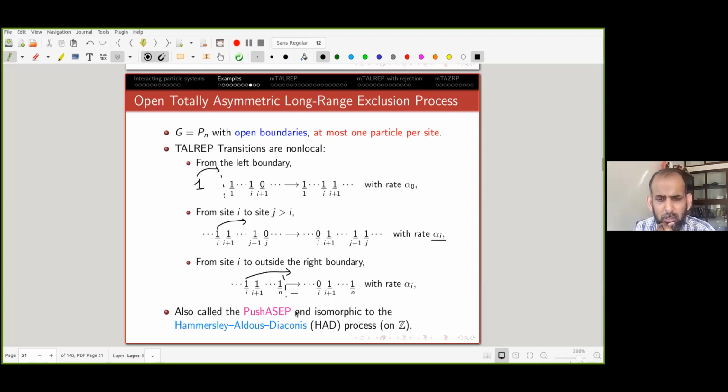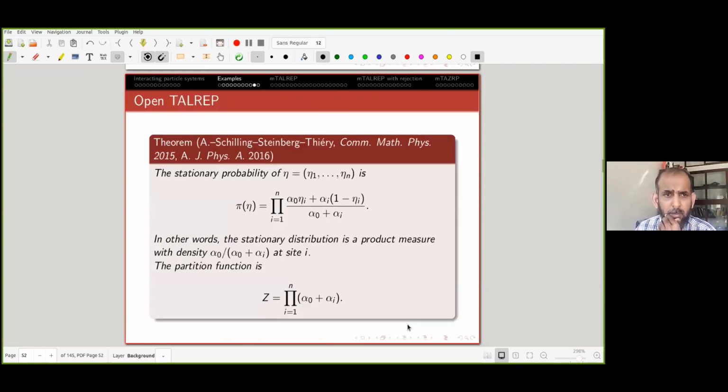Right. So this is also called the push ASEP, as I said, and it is isomorphic to something called the Hammersley-Aldous-Diaconis process, where the role of the ones and zeros is interchanged. That is a little more general. That works even on R, but you can have a version on Z. Here the stationary probability of this process was studied with Anne Schilling, Ben Steinberg, and Nicolas Thiéry, and later in a separate work by myself.